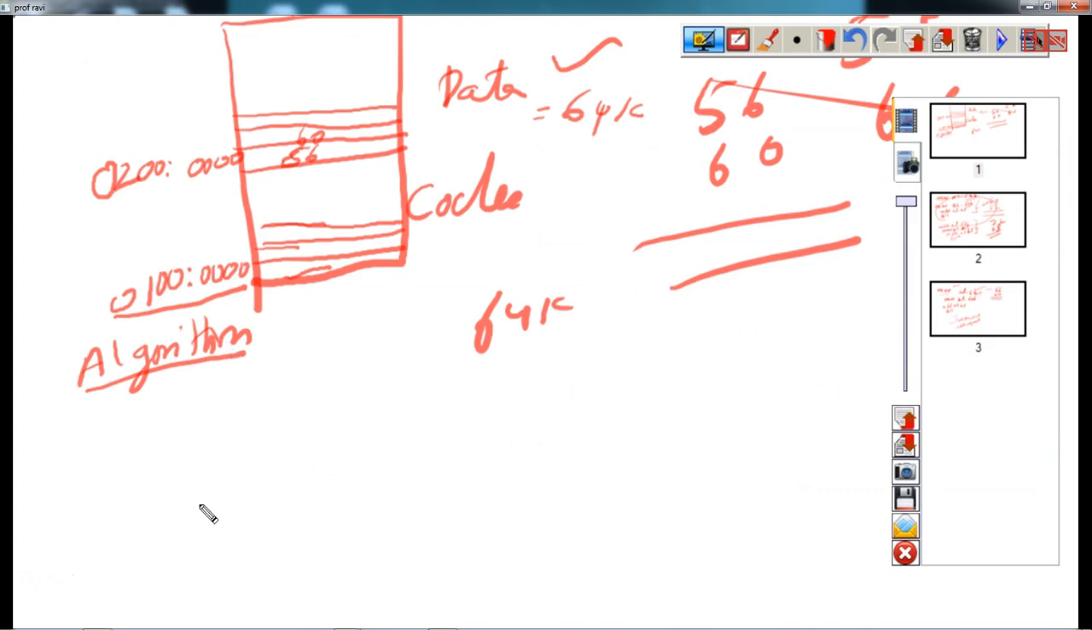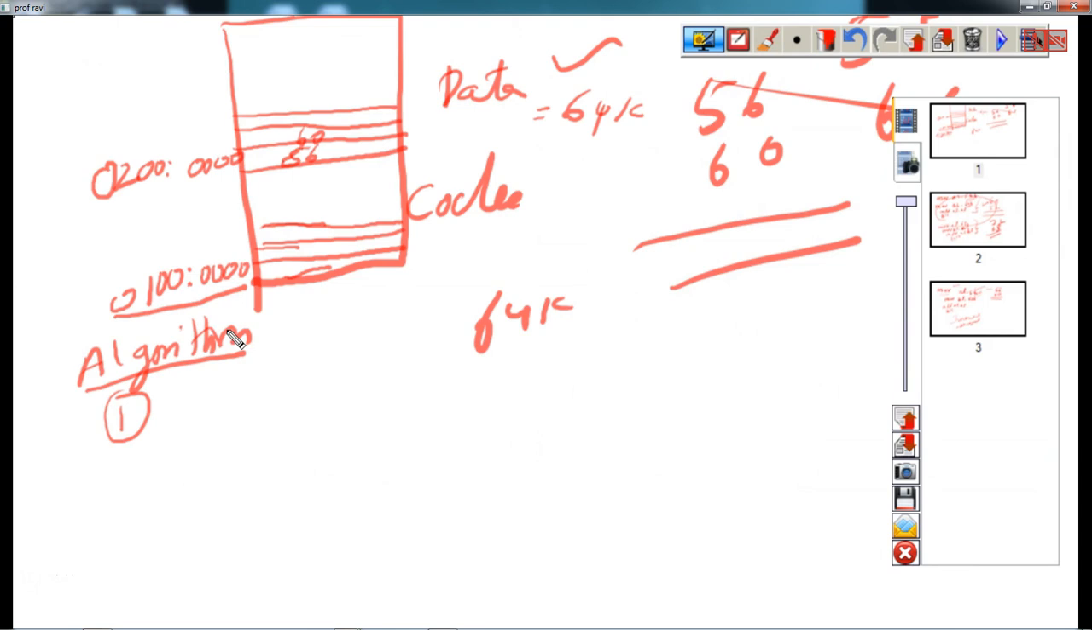So then my algorithm is: these data on which you want to add are stored somewhere in the memory, and from that memory you have to copy.